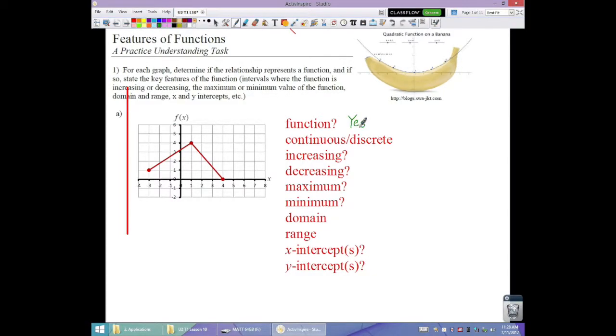Is it continuous or discrete? Well, continuous means there are no jumps. So that is the case here. We have one motion. We could draw the entire graph without picking up our pencil. So this one is continuous.